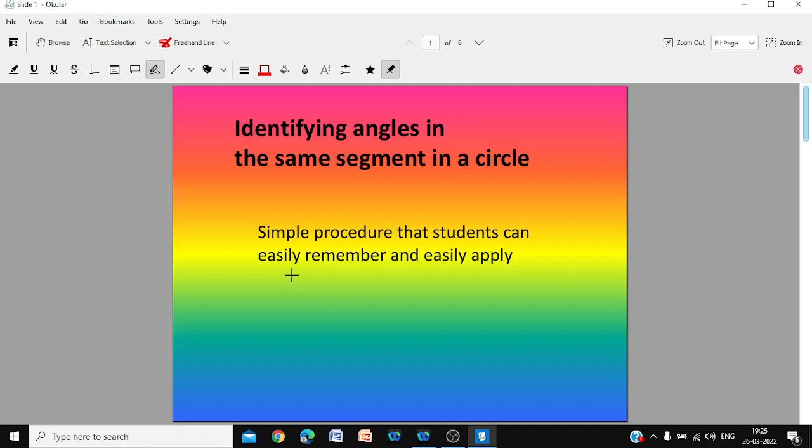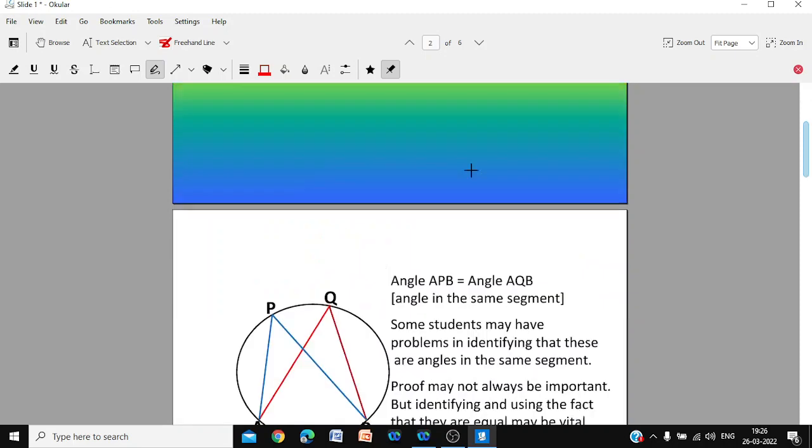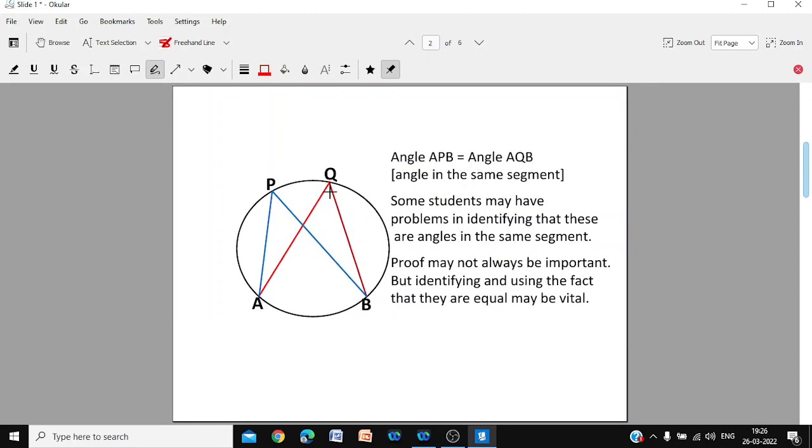Simple steps, simple explanation, which is very easy to remember and apply. How to identify angles in the same segment in a circle which are equal. The angles are equal, but how do we identify the angles in the same segment? Now here we have got angle APB, that is this angle, equal to angle AQB, that is this angle, because they are angles in the same segment.